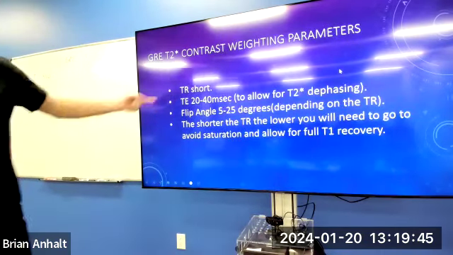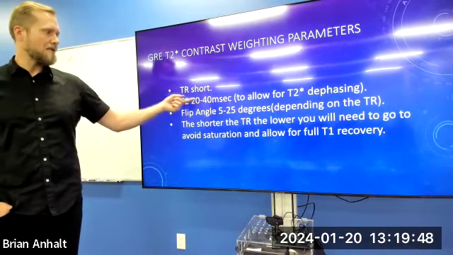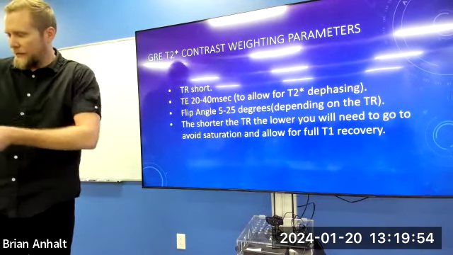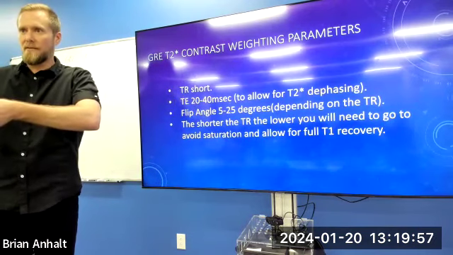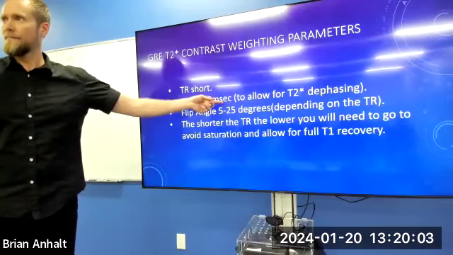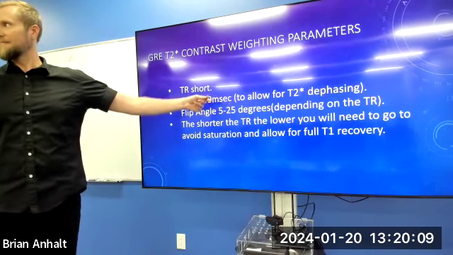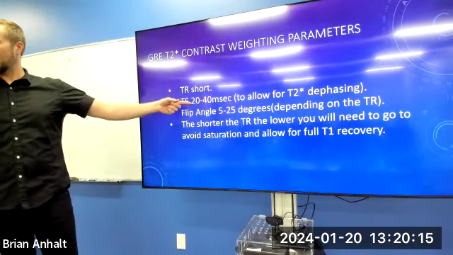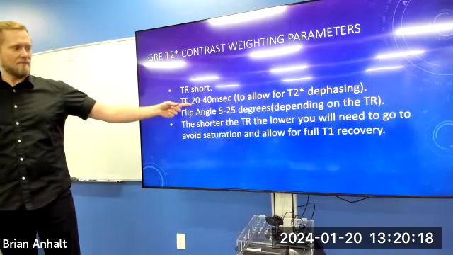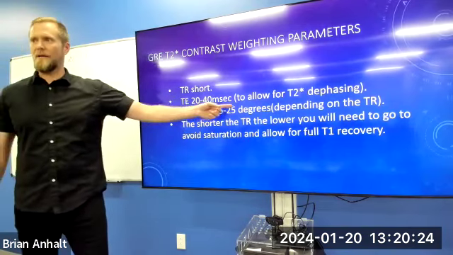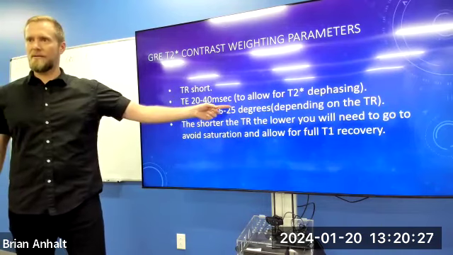For T2 contrast, once again, TR short. TE, this is a relatively long TE now in a gradient echo world. 20 to 40 milliseconds is a long time when you think about the length of the FID, right? So once again, I have a long TE. What does a long TE do for me? Allows for dephasing. What kind of contrast do we get? T2 star, right? This is going to give us our T2 star information. We also have to eliminate T1 information, right? How do we do that? Small flip angle, allowing for full longitudinal recovery, right?